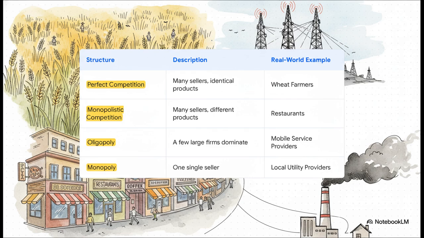Different cuisine, different vibe. Next up is an oligopoly. This is where just a few big companies dominate everything. Think about your mobile service providers. This can lead to some intense price wars, or, not so great for us, price fixing. And finally, you've got a monopoly. One single seller has all the power. Think about your local utility company. That often means higher prices and fewer choices for you and me.